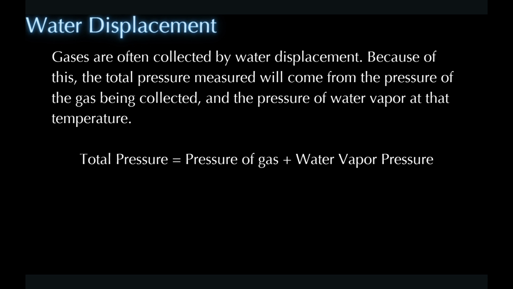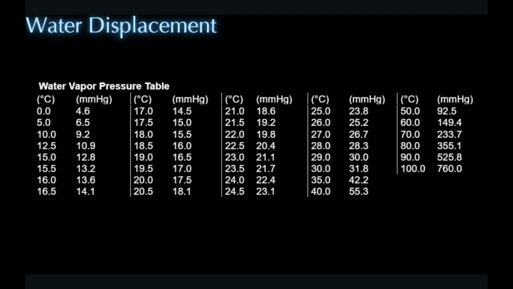So changing up Dalton's law of partial pressures a little bit, we are going to get the total pressure is equal to the pressure of the gas plus the water vapor. Now, taking a look at our water vapor pressure table. So all of these are going to be our standards for the water vapor in degrees Celsius. Now, what we should notice is that all of the pressure is in millimeters of mercury. So we need to make sure that any question that we have with water displacement, we are looking at the pressure in terms of millimeters of mercury.